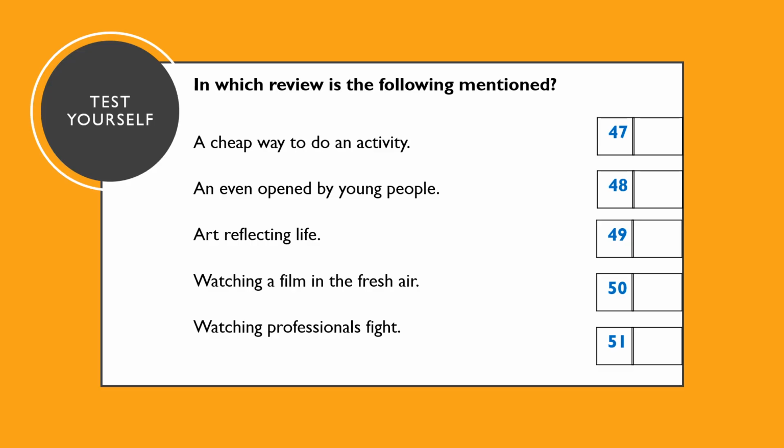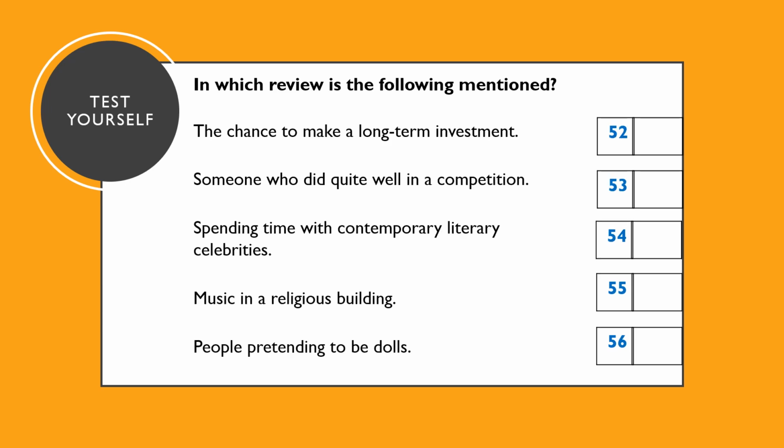First of all, read the first 5 prompts. Pause the video and press play when you're ready to move on to the rest of the prompts. Now read the rest of the prompts. Pause the video and press play when you're ready to move on to reading the texts.